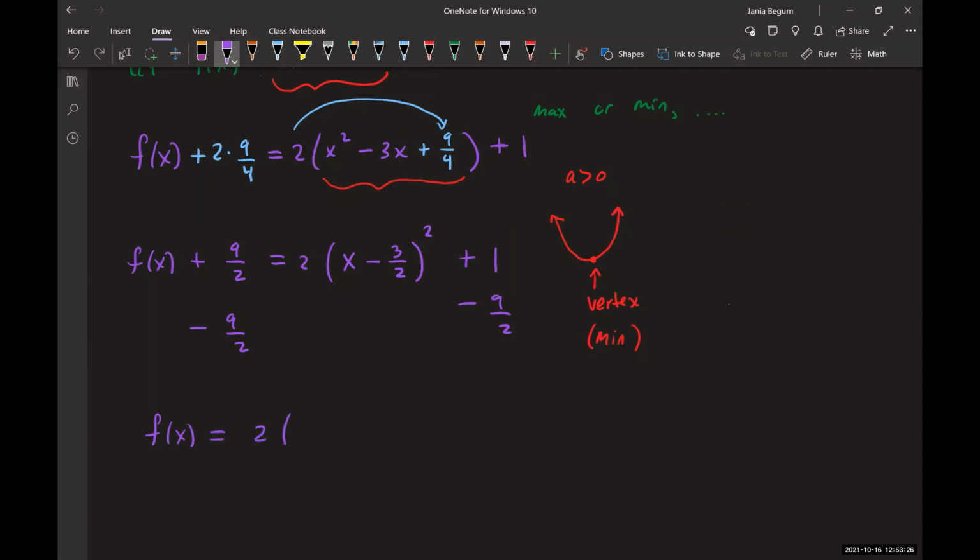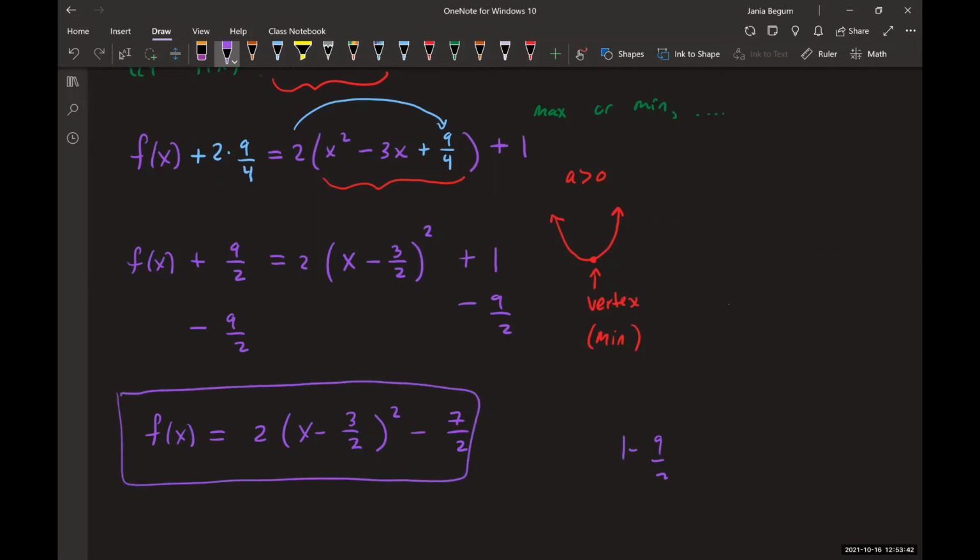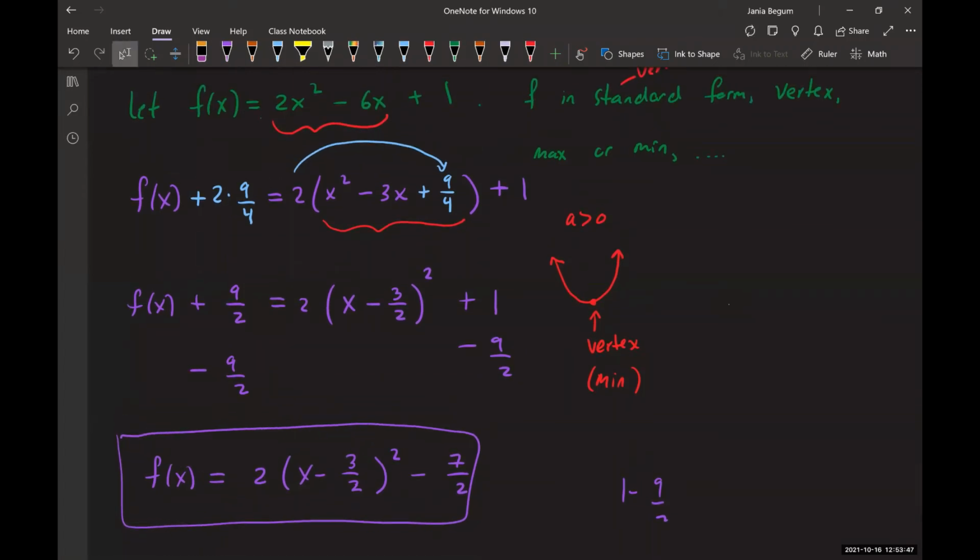f is equal to 2 times x minus 3 over 2 squared. And so 1 minus 9 over 2, put them in common denominator, they'll be negative 7 over 2. So there you have the standard form of this quadratic. Any questions?